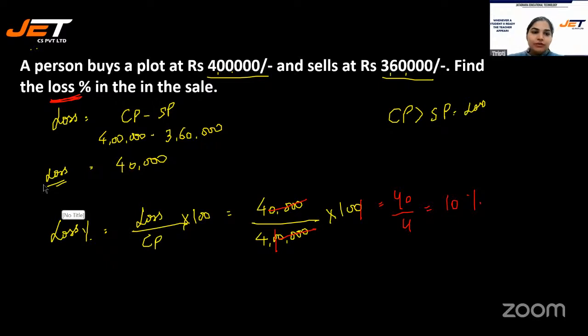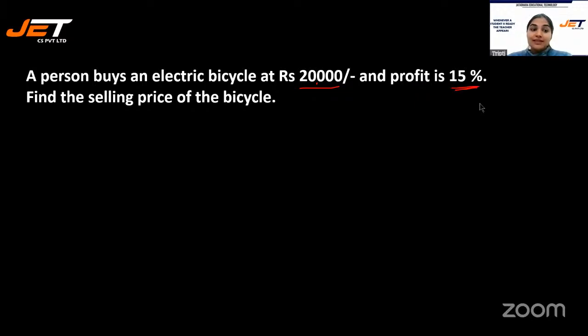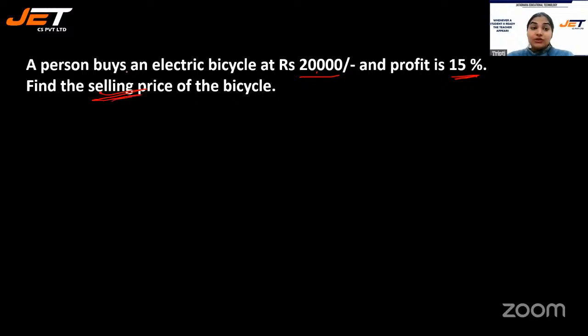Okay, now we will move on to a different kind of question. Here we have a person who buys an electric bicycle at 20,000, and the profit percent is given to you this time. Profit percent is 15. Now in this case, you need to find the selling price. How do we do that? Any idea? Any idea how we do that?